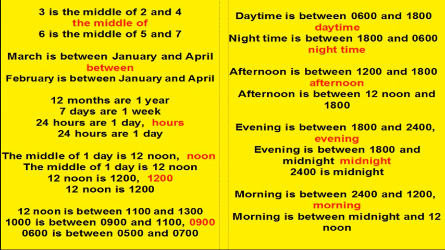March is between January and April. Between. February is between January and April.